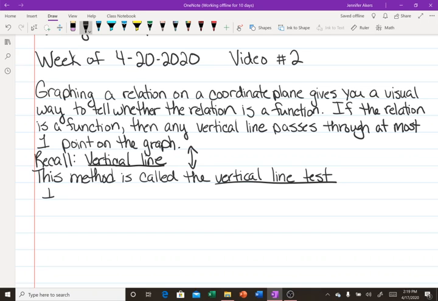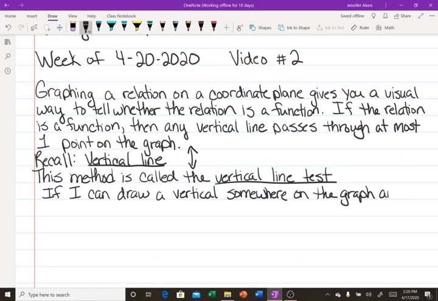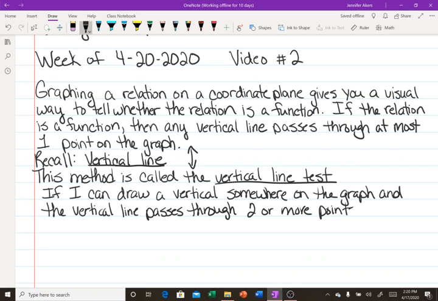Okay, if I can draw a vertical line somewhere on the graph and the vertical line passes through two or more points, then the relation is not a function. Okay?